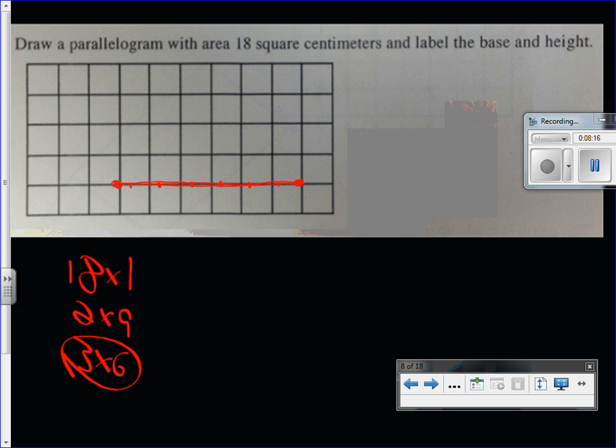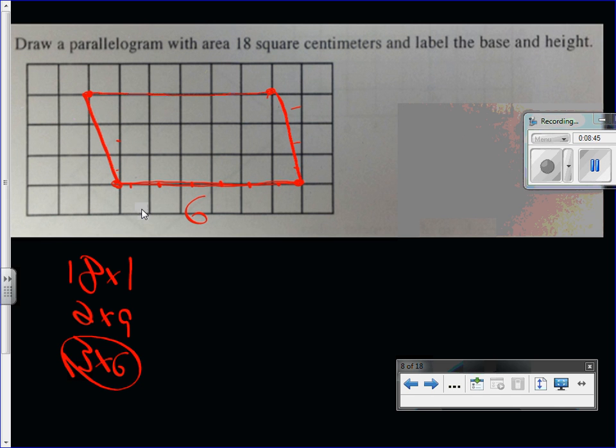If my base is 6, that means my height has to go up 3. 1, 2, 3. Just like I told you, make sure your dot isn't here because then we're going to have a rectangle, right? We don't want that. We want a parallelogram. So let's move it over to the side here. Go up 1, 2, 3. Let's move it in right here. Connect the dots.